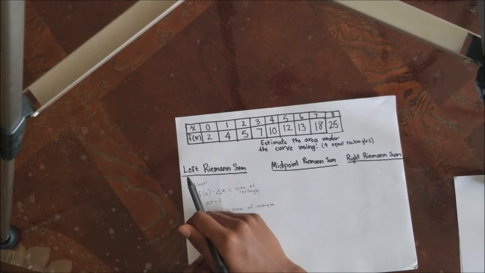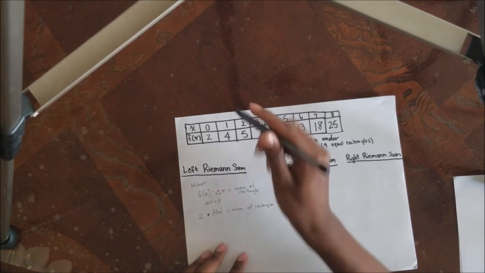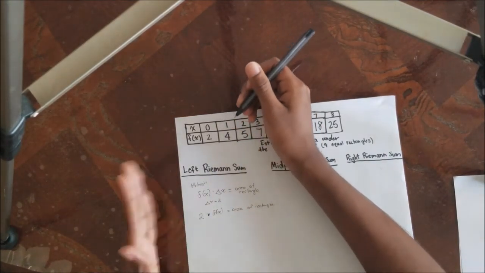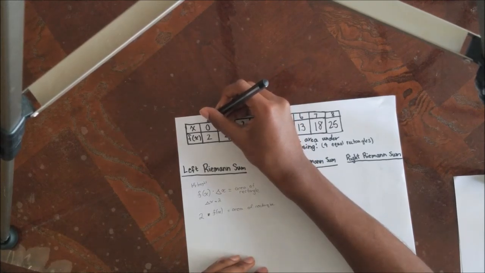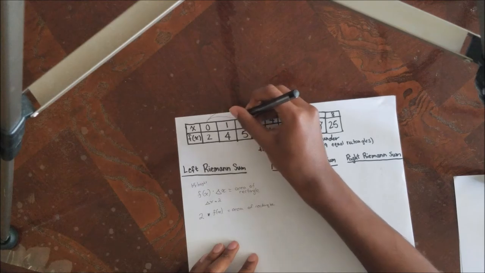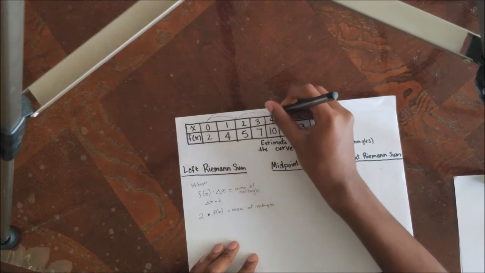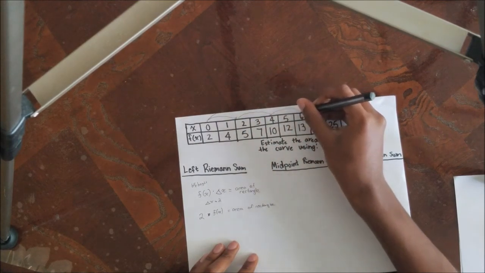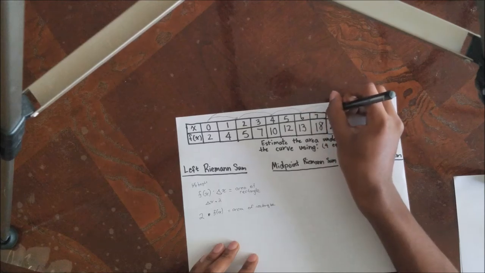Okay, now since we're looking for a left Riemann sum, we need to know our left endpoints. So our left endpoint is 0. Then we go to 2. Then we go to 4. Then we go to 6. And then we go to 8.